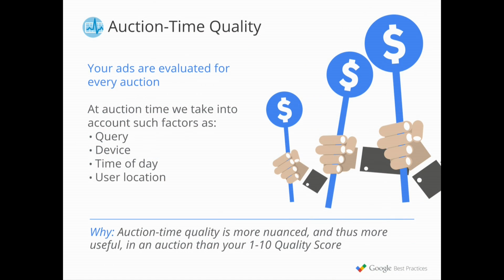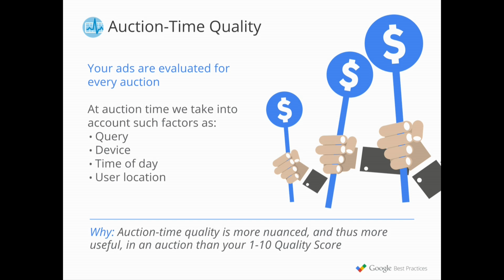And I think an important distinction to draw about quality score and ads quality is this notion of auction time quality. So each and every auction, the system actually reevaluates your ads and sees just how good they are for that specific auction. So at that auction, we take into account a bunch of different factors. So there's query, there's device, there's time of day, there's the user's location. All of these things are going to subtly shade how your ad is expected to perform for that user. And so that's going to be your auction time quality.